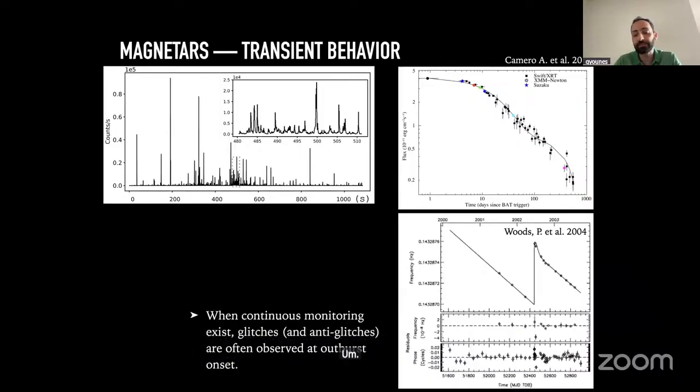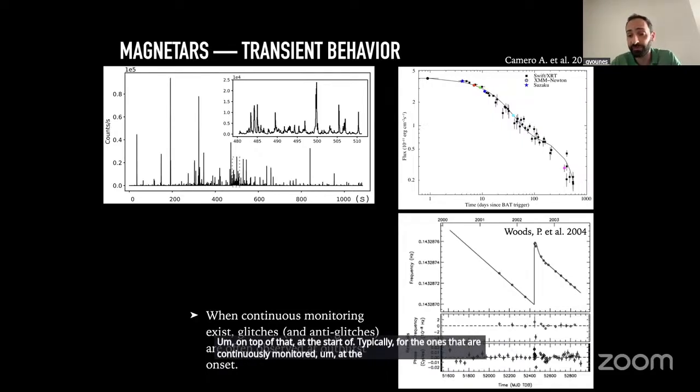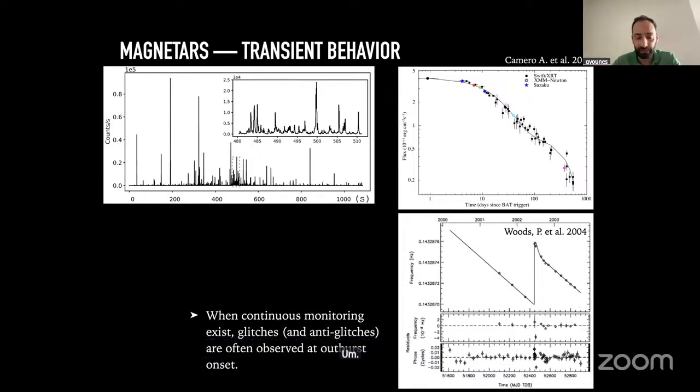On top of that, for the ones that are continuously monitored, at the start of an outburst you observe some sort of timing anomaly. Typically, it's a glitch. That tells you that there's something connecting the internal and the external parts of the star that is driving all of this interesting behavior.